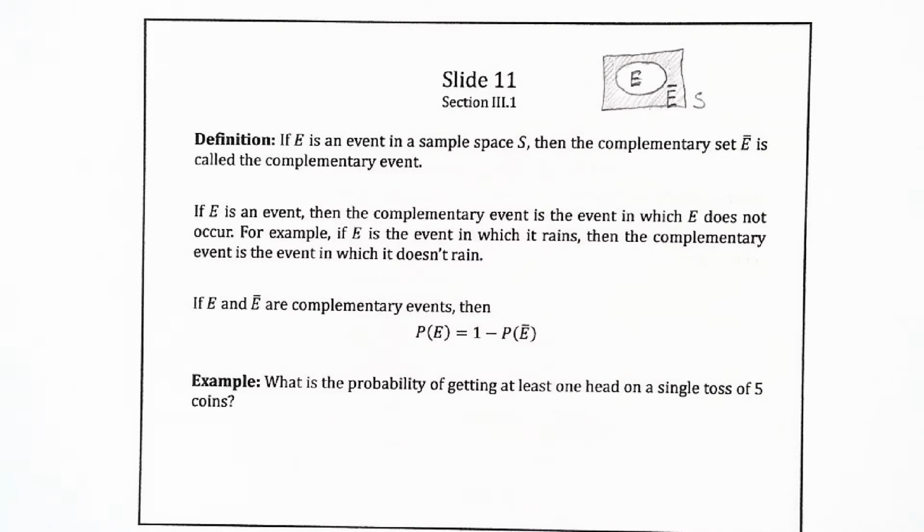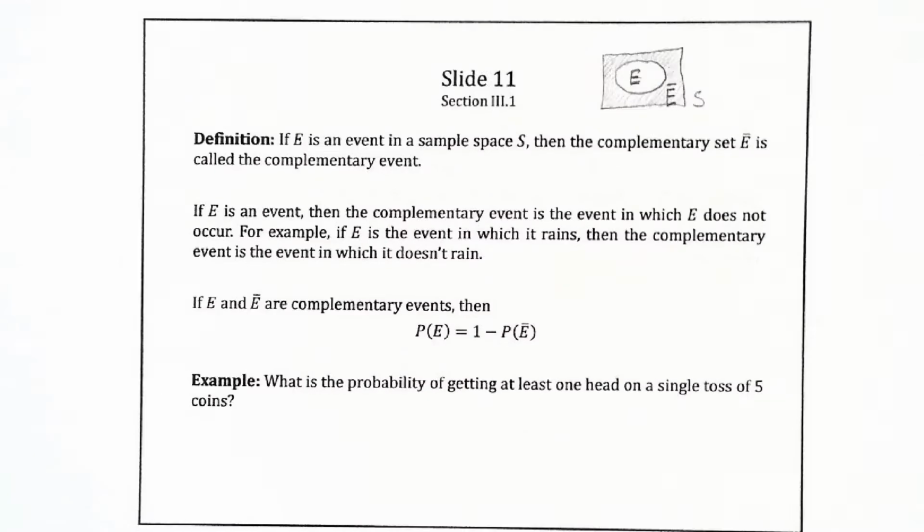And oftentimes, it is easier to compute the probability that something will not happen than to compute the probability that it will happen. So for example, what's the probability of getting at least one head on a single toss of 5 coins? There's two ways of going about this. First of all, no matter what, we're going to have to figure out how many different outcomes there are. And we'll talk about this in more detail when we discuss the exercises.